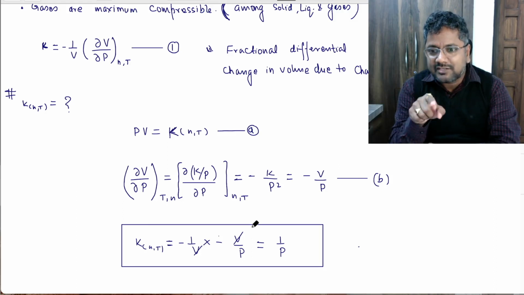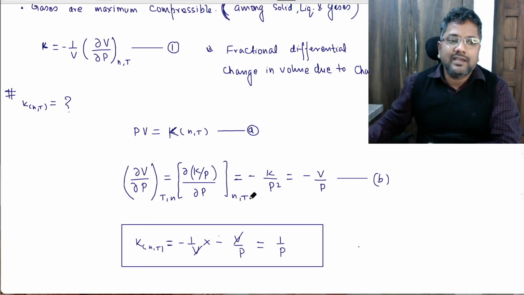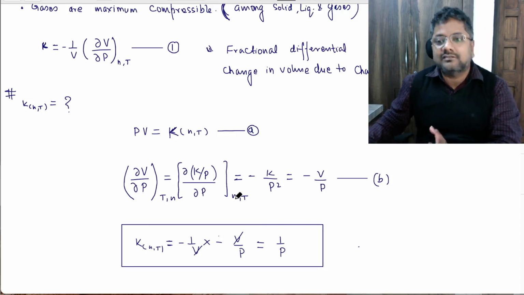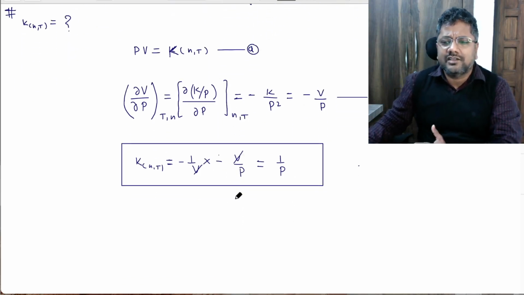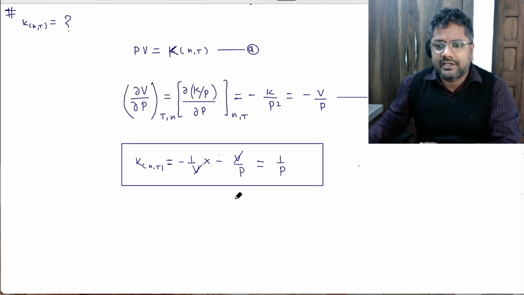This is compressibility, isothermal compressibility, and that is the cubic expansion or isobaric thermal expansivity, right? That also you can calculate. So these are the different terminologies. Sometimes it may be asked.